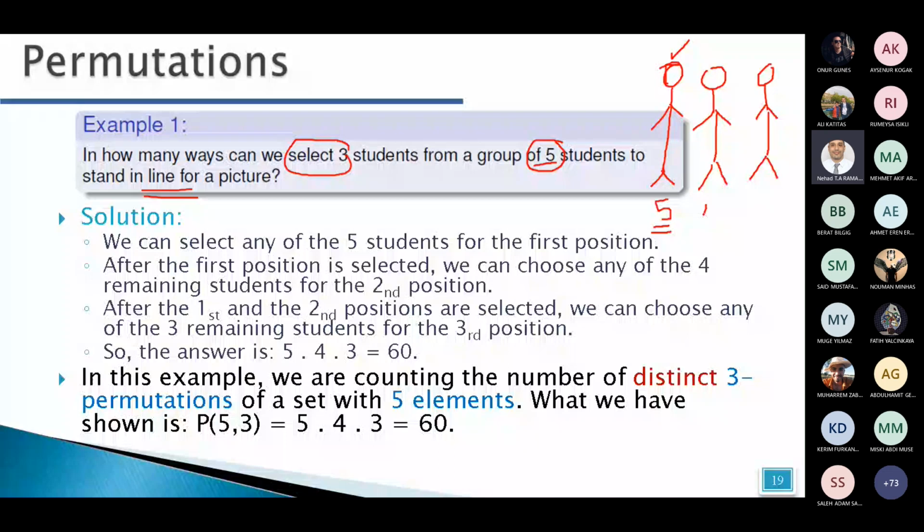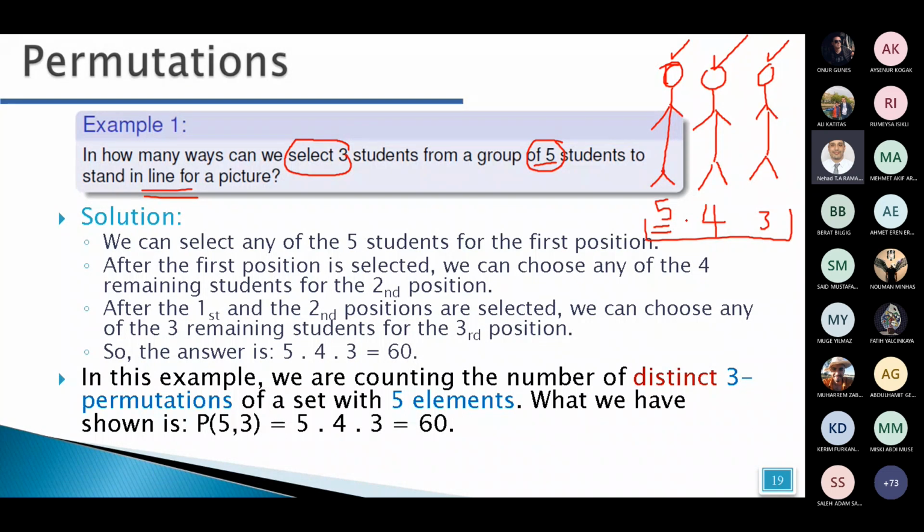Now we have only 4 students, so we have 4 ways to select the second student. After selecting the second student, we still have 3 students. So to get the third position student, we have 3 ways. So 5 ways to select the first student, 4 ways to select the second student, 3 ways to select the third student. So how many ways to select in order the 3 students?